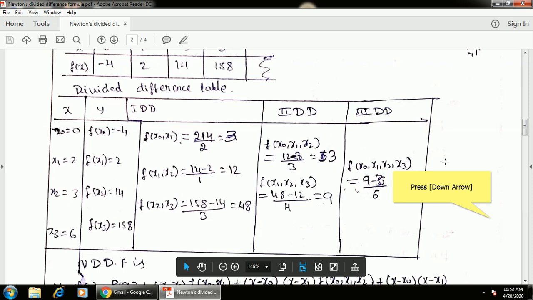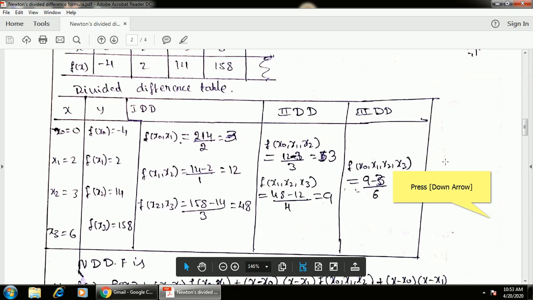F of x0, x1, x2 is equal to 12 minus 3 divided by x2 minus x0, last value minus the first value. That comes out as 12 minus 3 is 9, 9 by 3 is 3. Similarly, second order divided difference of the function at x1, x2, x3 is 48 minus 12 divided by x3 minus x1. x3 minus x1 is 6 minus 2, that is 4. 48 minus 12 is 36, 36 divided by 4 is 9.